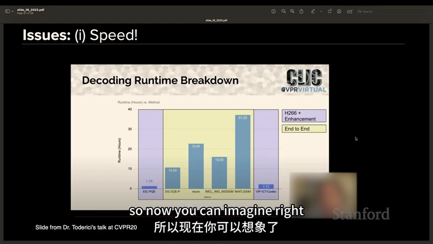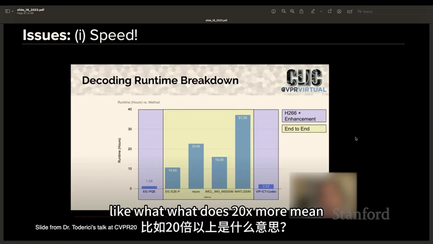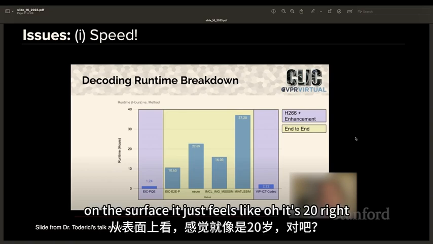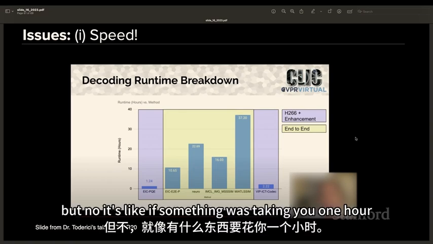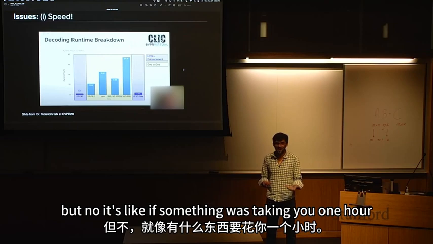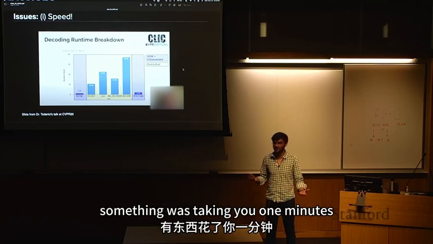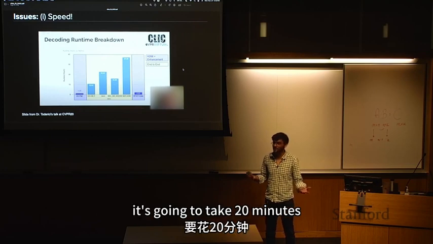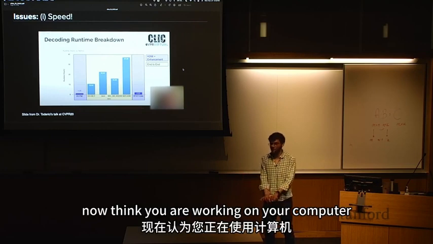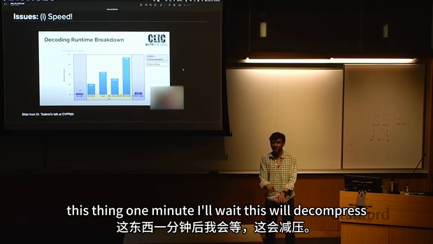So now you can imagine, what does 20x more mean? On the surface, it just feels like, it's 20, right? But no, if something was taking you 1 hour to encode and decode, now it's going to take 20 hours. Something that was taking you 1 minute is going to take 20 minutes. Now think you are working on your computer and you say, oh, this thing, 1 minute, I'll wait.